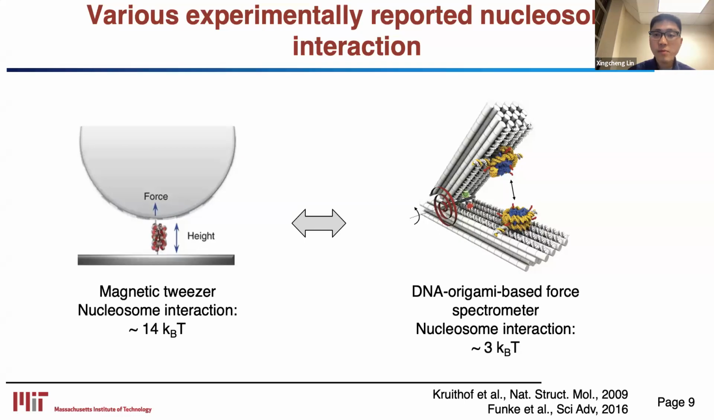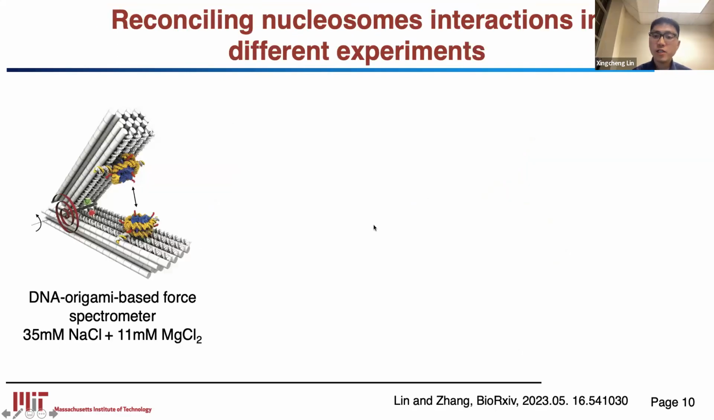Before our simulation, there were a couple of experiments probing the nucleosome interactions. Especially a magnetic tweezer experiment found that this nucleosome interaction features 14 kT interaction strength. However, a more recent DNA origami-based experiment found this nucleosome interaction is much weaker. To reconcile such a difference, we use our simulation to probe these nucleosome interactions at different ionic concentrations.